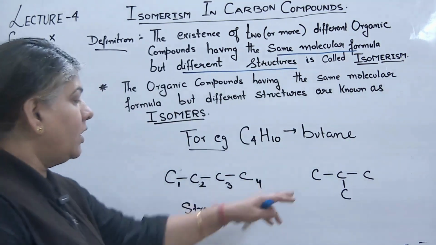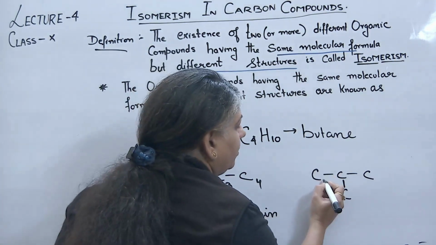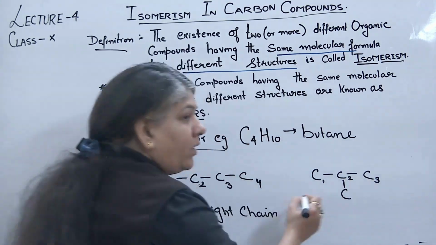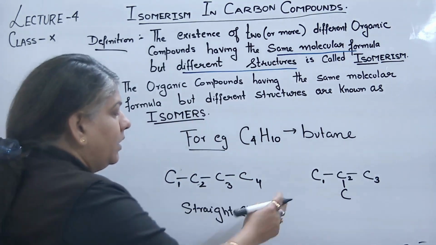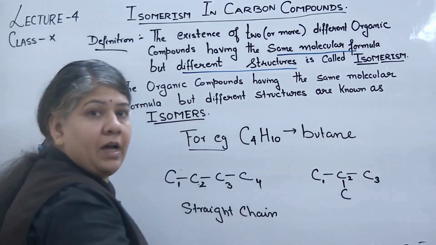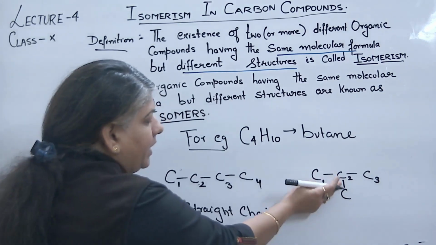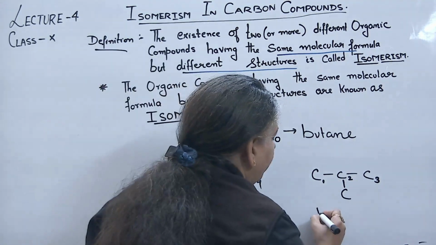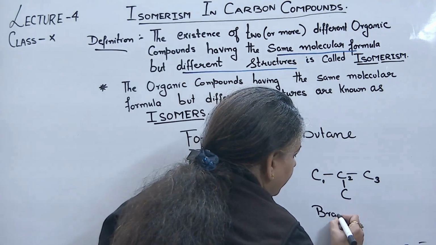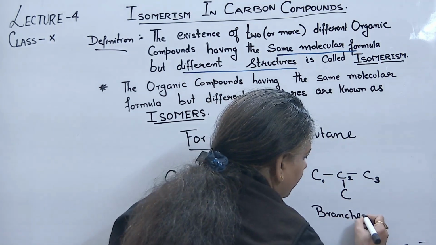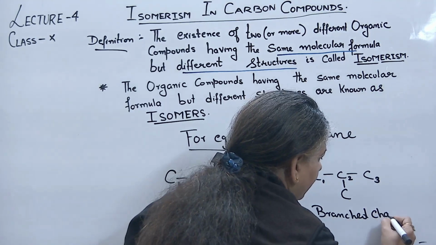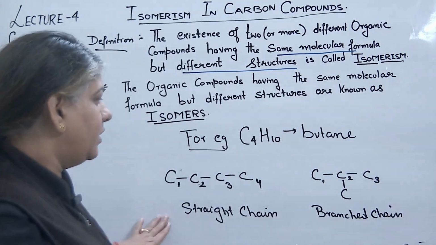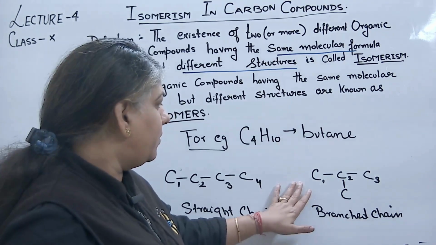So now the long chain has been reduced. So 1, 2, 3. We number the longest chain. So here the longest chain is 3 carbon and 1 carbon is attached to the carbon number 2. So this is called a branched chain. So butane can arrange itself in a straight chain and also in a branched chain.